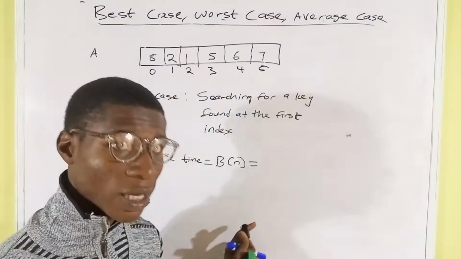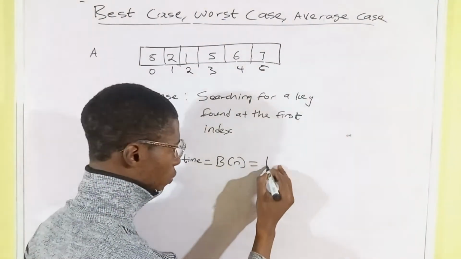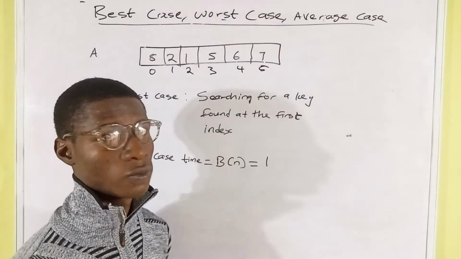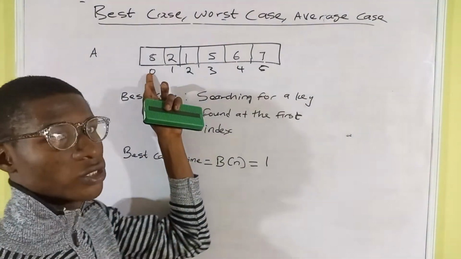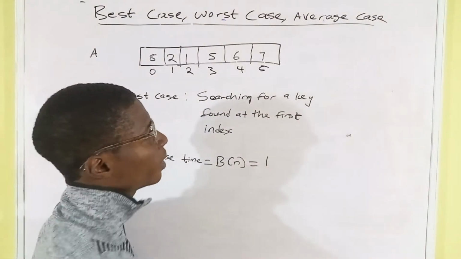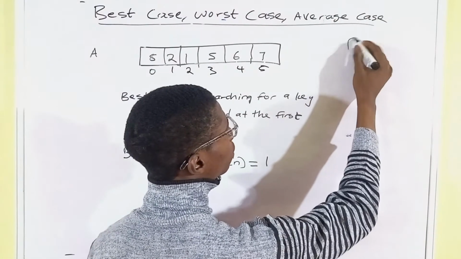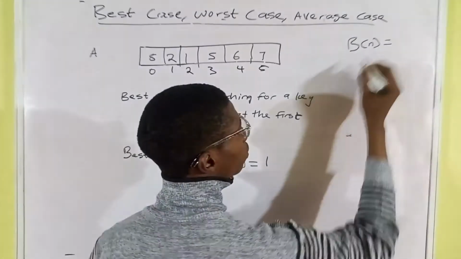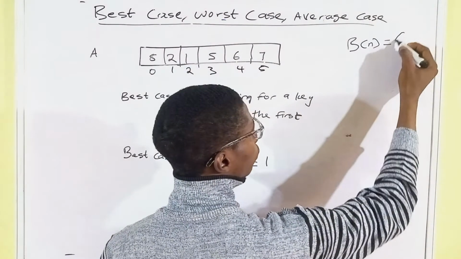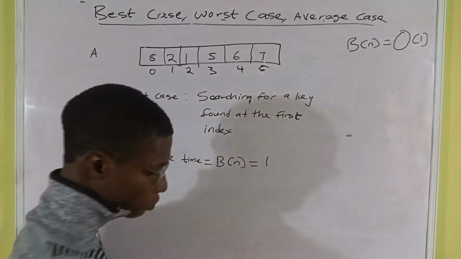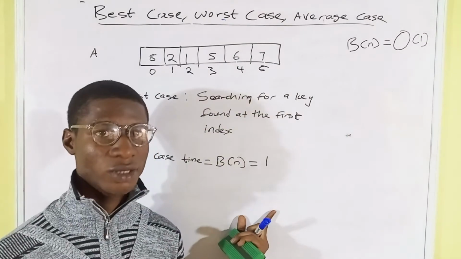So what is the best case time? The best case time is constant because we are only doing one comparison, which is the first comparison, right? So that is constant, okay? So I can write this here as, say, B of n equal to, I'm going to use the big O notation for now, it's constant.